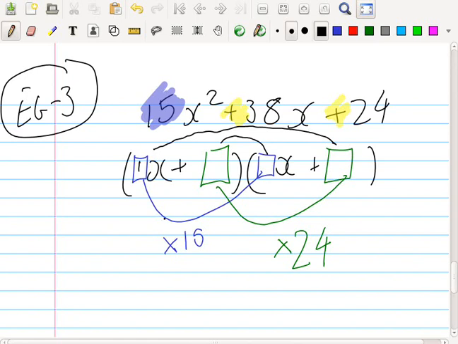So what two numbers could multiply to make 15? 3 and 5. And what two numbers could multiply to make 24? 6 and 4. So 3 times 5, does that make 15? Yes. 6 times 4, does that make 24? Yeah. Well, we know it does because that's the numbers we chose. The key thing is choosing the numbers to make 38 in the middle. So 3 times 4?